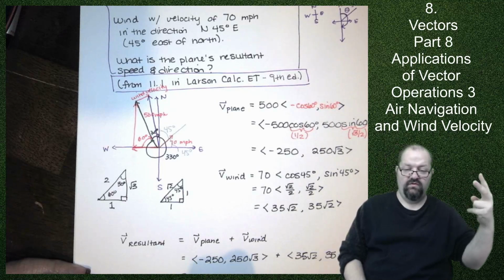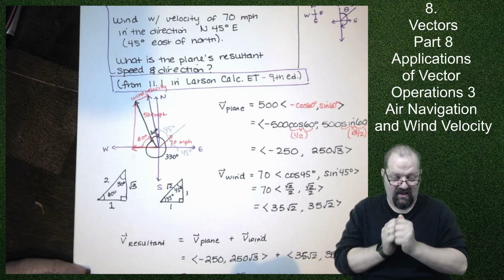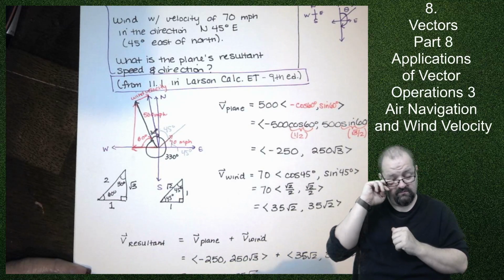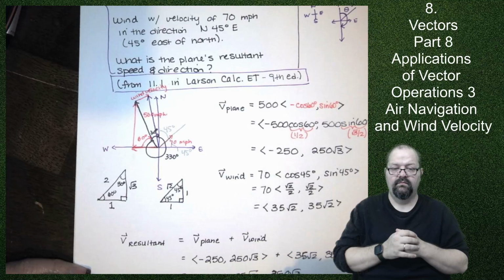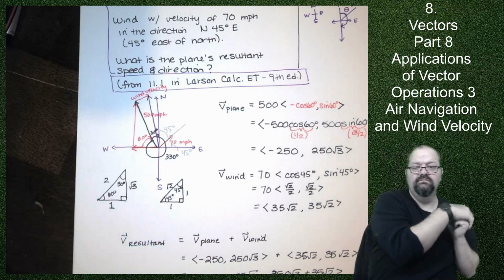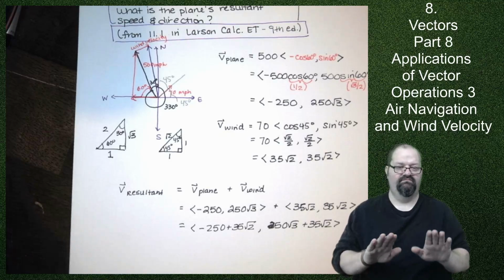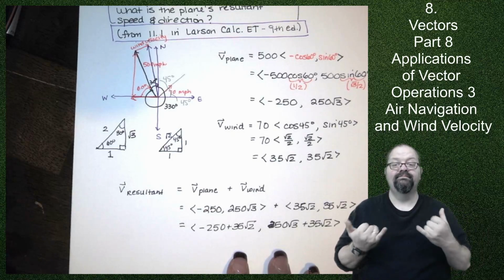Add component by component, x's get added together, and y's get added together. Oops, 250 square root of 3 plus 35 square root of 2. Okay. Oops, sorry, it's off the screen. Now this is fine. That's the exact answer.